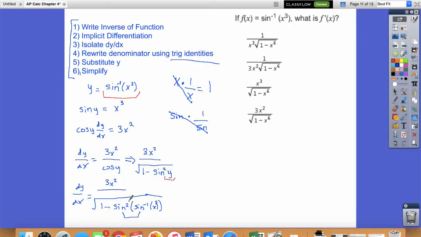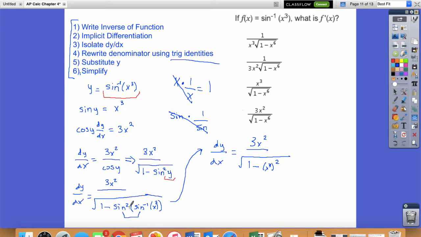And then the sine squared, that just means that whatever this function is, it needs to be squared. So what we can do is, I know that the sine and the sine cancel out to make 1. So what that's going to give us is dy over dx equals 3x squared over the square root of 1 minus, and now those cancel out, so you're left with an x cubed squared.